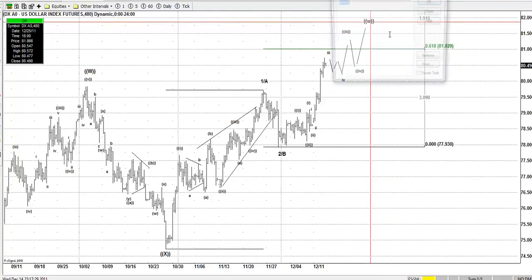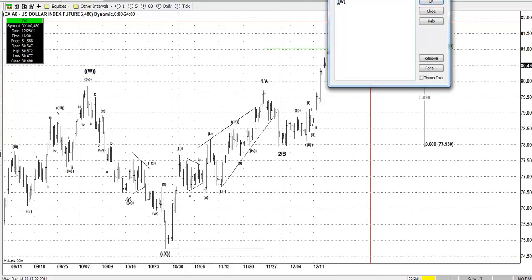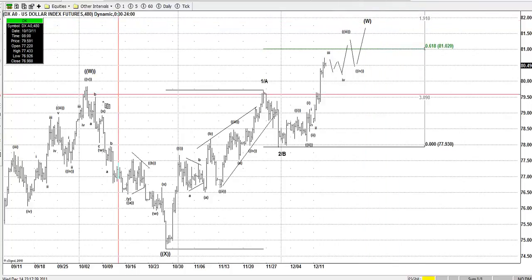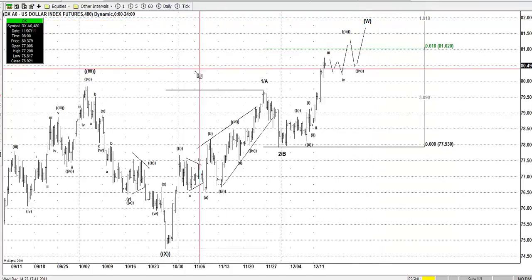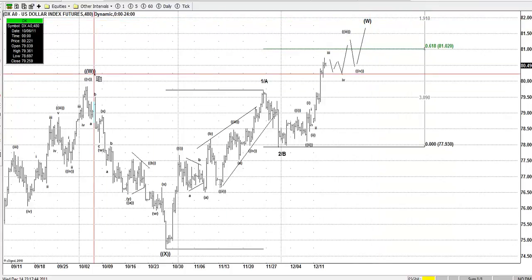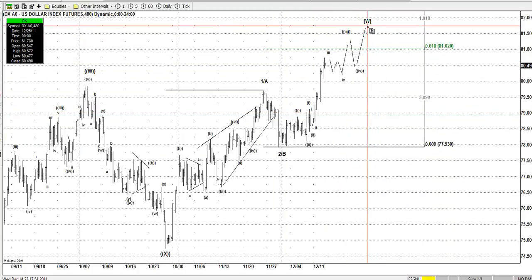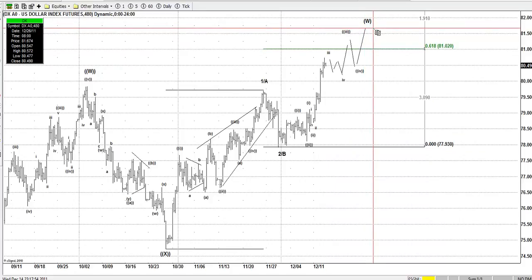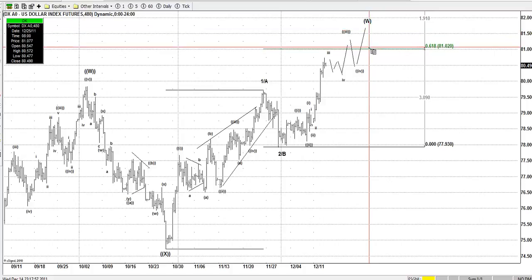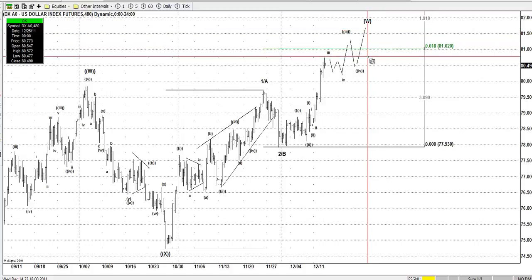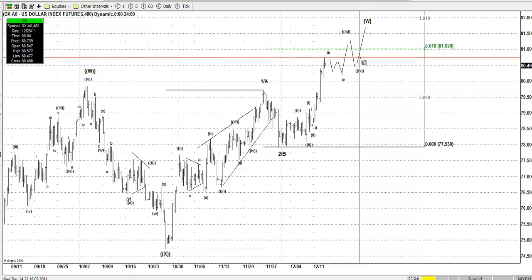If you notice, this W is different to this W because it has a different degree. This will have one parenthesis, this one here has two. So technically, I know that we end in a three-way move right here that should end in the dollar between the 81.50 area. Right now, the dollar is trading at 80.50. That's what we see on the dollar, and that's how we're going to go.